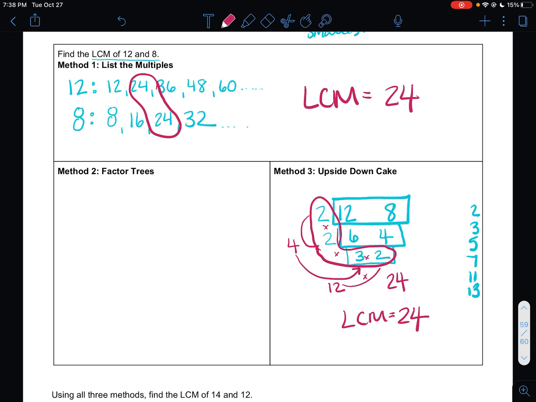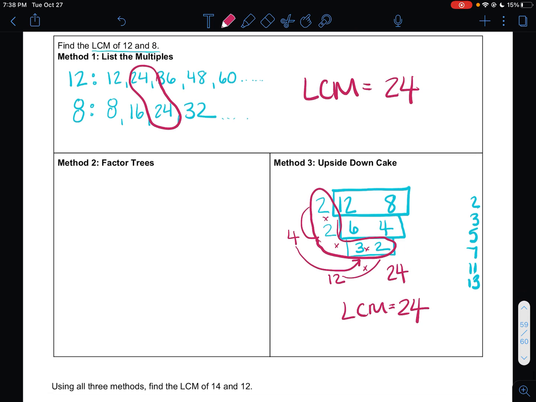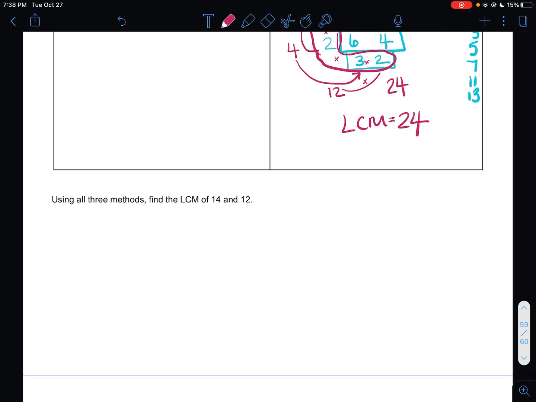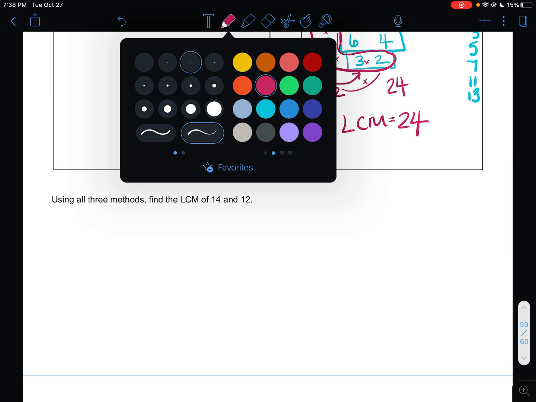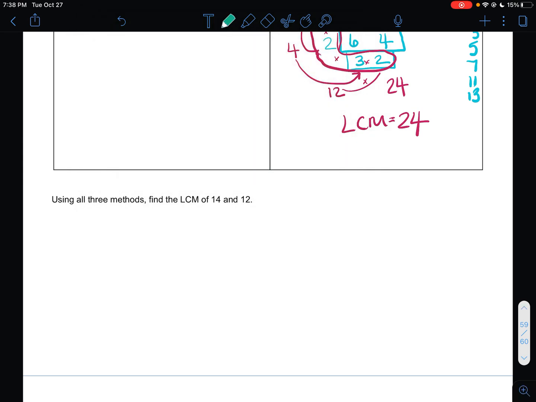Okay, so very similar to the greatest common factor, same process, which is why I love this method, but you just literally have to multiply in the bottom layer of cake. Okay, so for my cake people, I'm going to show you one more example, and then I'm going to let you go. You hang on, tree people, the few of you that are still hanging on to those trees.